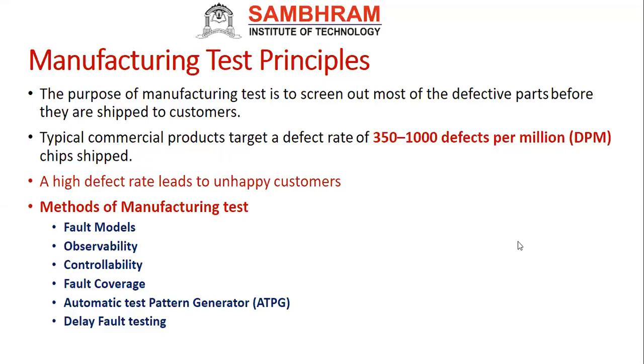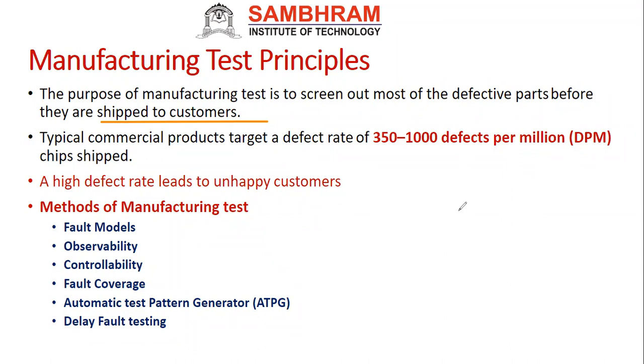The purpose of manufacturing test is to screen out the defective parts before they are shipped to the customers. Because when they are manufacturing some equipment or some product, before shipping to the customers, they have to be tested for how many defective parts. I think they should not have any more defective parts.